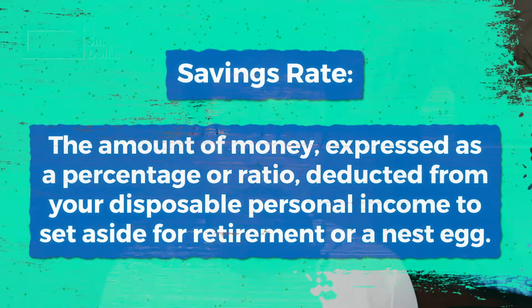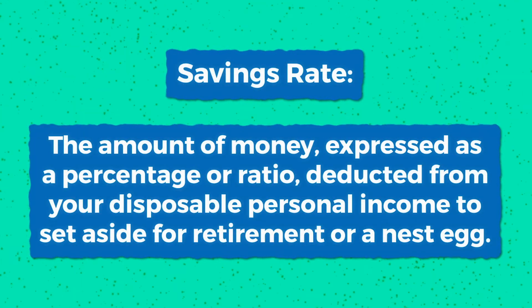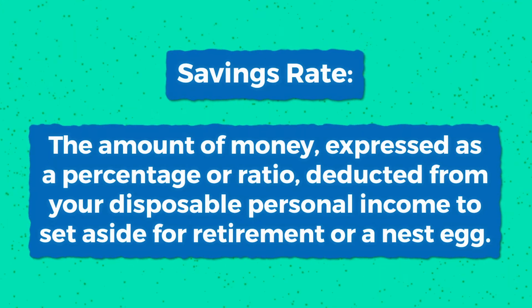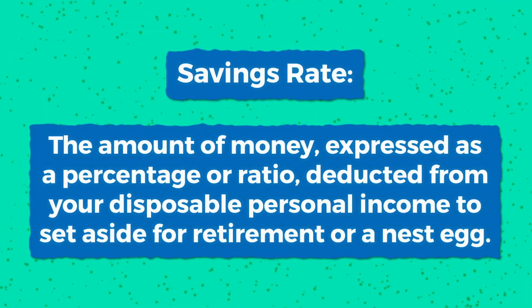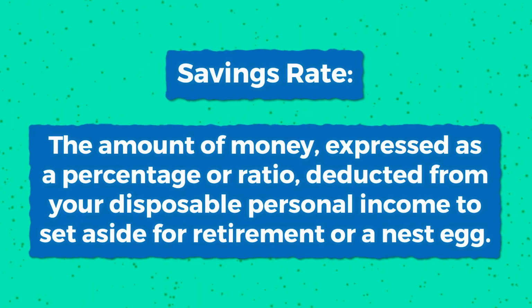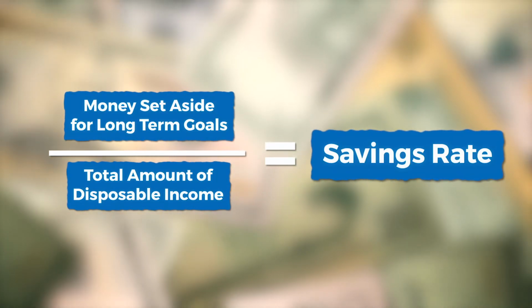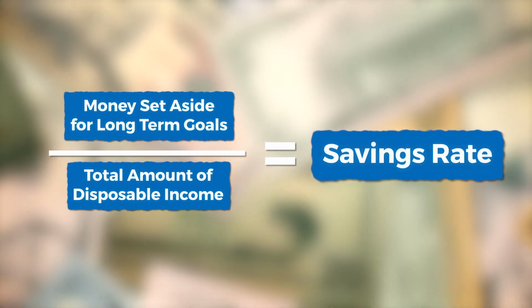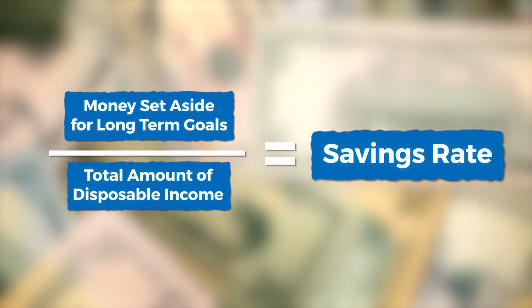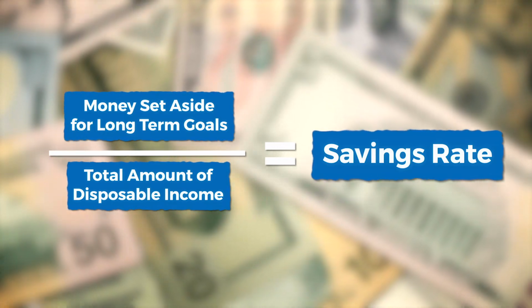First, let's actually define what a savings rate is. By definition, a savings rate is the amount of money, typically expressed in a percent or ratio, deducted from your disposable income in order to set aside for retirement or for a nest egg. In other words, your savings rate is how much money you decide to set aside for your long-term goals, such as retirement, in a given year, divided by the total amount of disposable income for that given year.